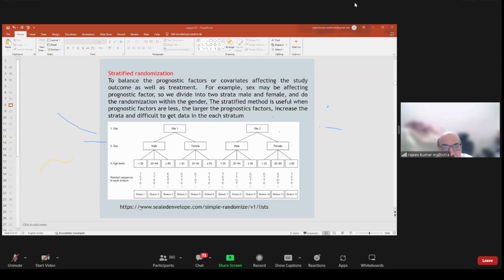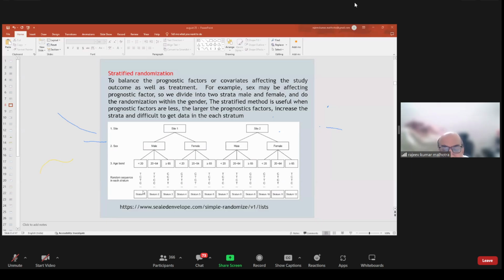And for each stratum, we do the random sequence. The problem here is that as the number of prognostic factors increases, the number of strata is going to increase. So the problem is that we cannot get an adequate number in each stratum.